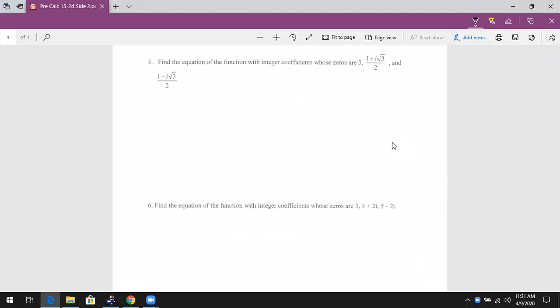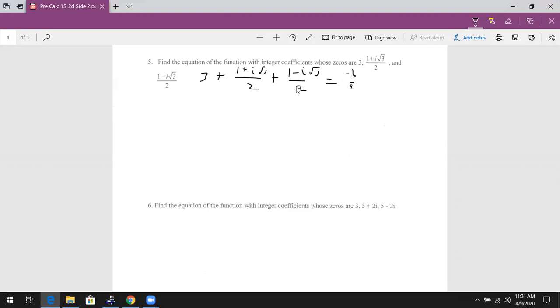All right, one that's a little more difficult. Number 5 says find the equation of the function with integer coefficients whose zeros are 3, 1 plus i root 3 over 2, and 1 minus i root 3 over 2. So if I add these all up, I'm going to get negative b over a.